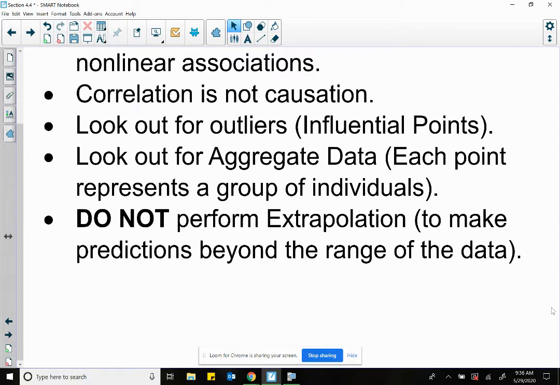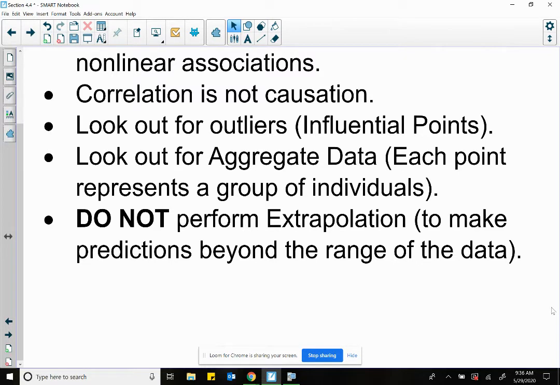Extrapolation means to make predictions beyond the range of our data. And that could be dangerous because if you try to make a prediction beyond the range of our data, it might not continue that same trend. Our data might not continue that same trend beyond the data. So you've got to be very, very careful with that.